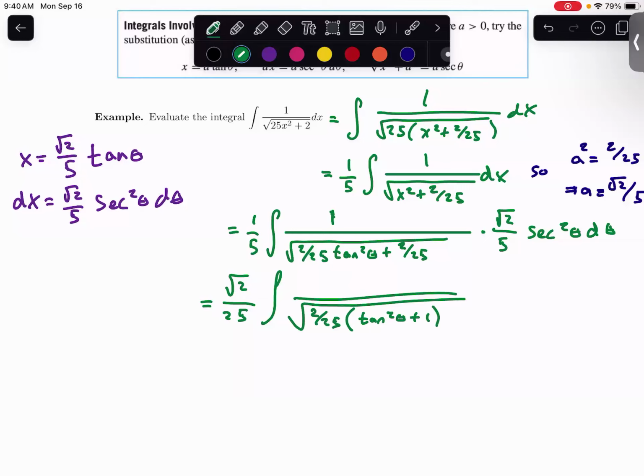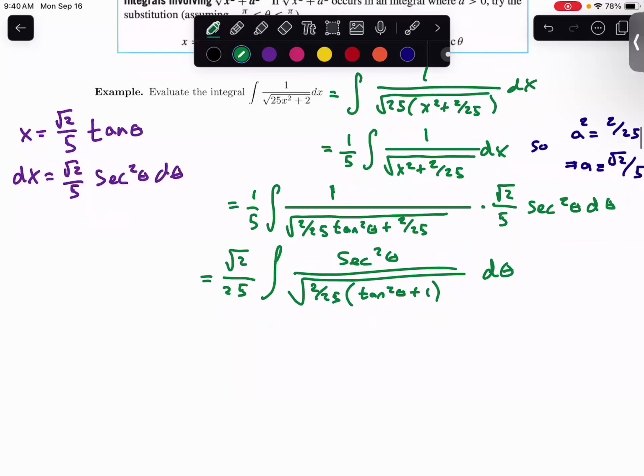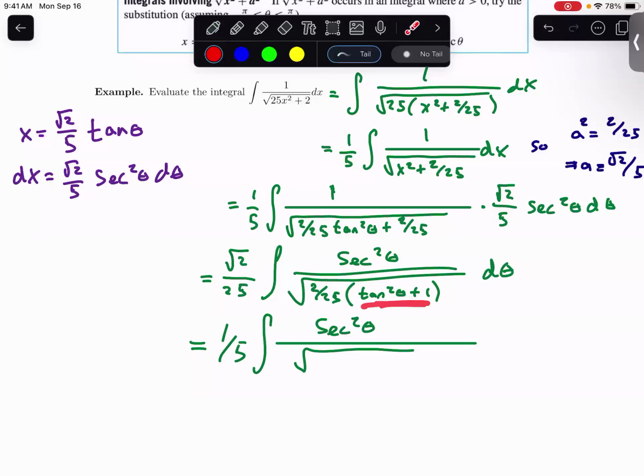Oh, and then let's write the secant squared theta in the numerator like this, d theta. Okay, and so you can pull out the square root of 2 over 25. If you do this, you have a square root of 2 over 5 that you can pull out. So that will give you a 1 over 5 times the integral of secant squared theta. And then this tangent squared plus 1 just becomes the square root of secant squared theta, d theta.